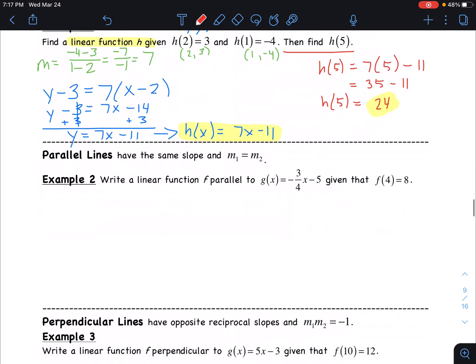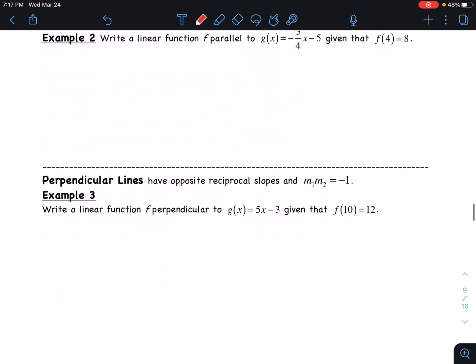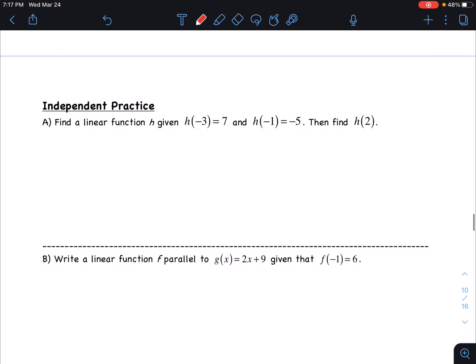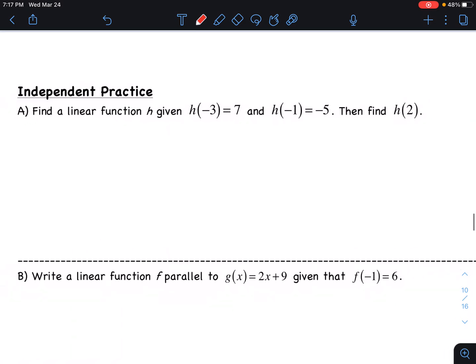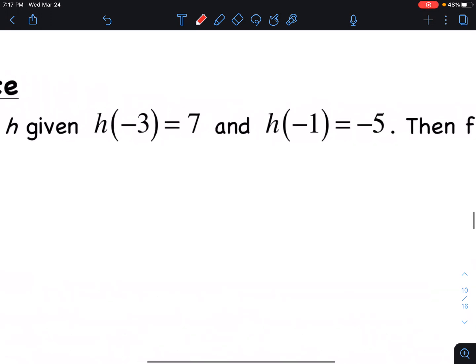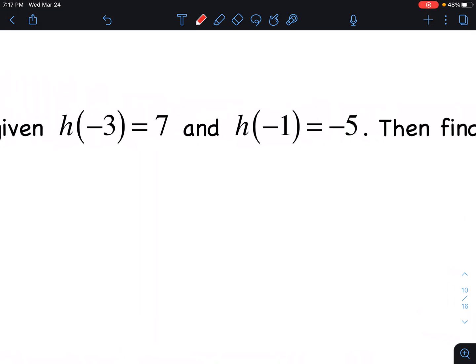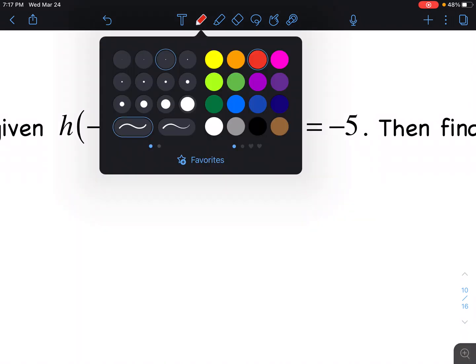Okay, let me fast forward a little bit. I don't want to do parallel or perpendicular lines. I want to do another one where it says independent practice on the next page. So I'm going to do another one like it. It's going to be the same routine. So here are my two points, my x1, y1.